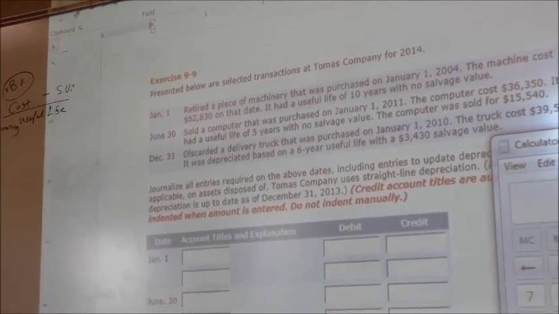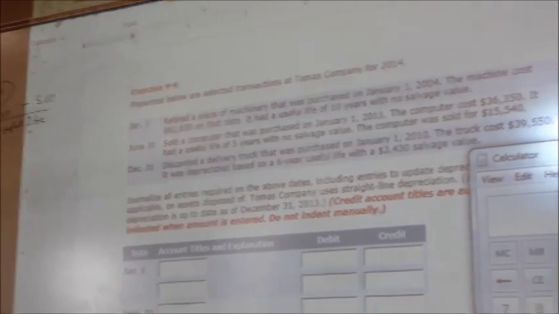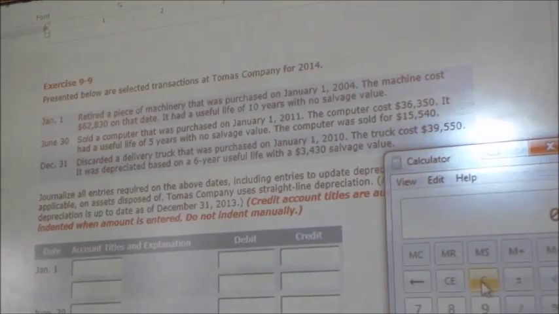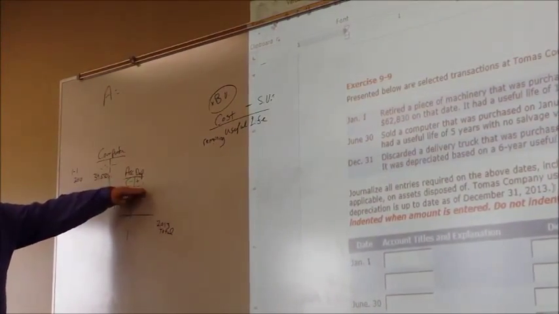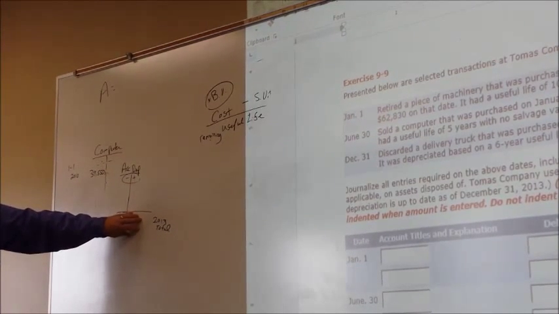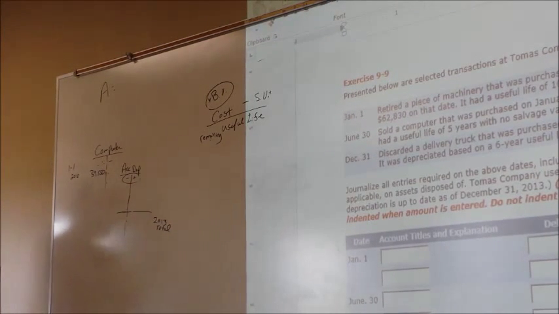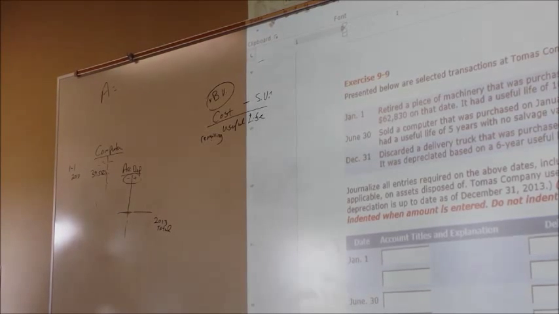Let's work through this one. Got to start in the same place I did last time. I need to go ahead and get a yearly depreciation amount and determine then where am I at as of the end of last year. And then I can do this year's stuff.